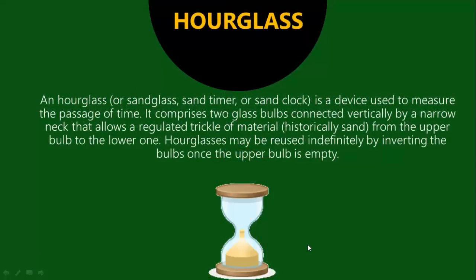Hourglass. An hourglass is a device used to measure the passage of time. It comprises two glass bulbs connected vertically by a narrow neck that allows a regulated trickle of material from the upper bulb to the lower one. Hourglasses may be reused indefinitely by inverting the bulbs once the upper bulb is empty.